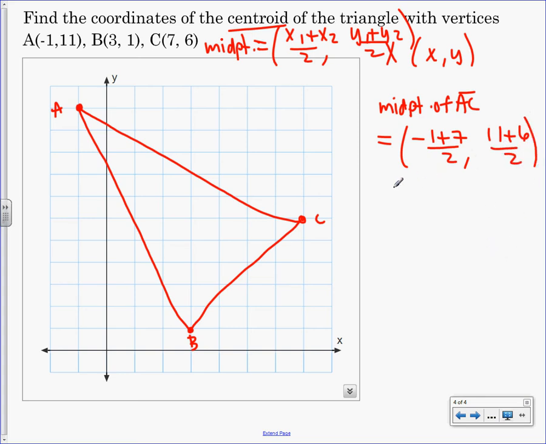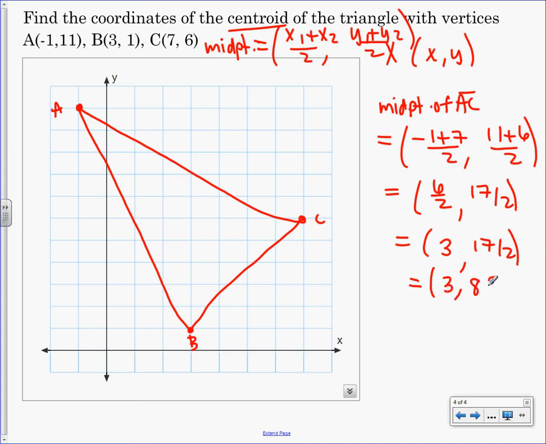Okay. What is -1 plus 7? 6 over 2 is? Three. Okay. I think you guys are just working ahead. That's fine. What's 11 plus 6? 17 over 2 does not reduce, so I'm just going to leave it that way. You can change it to a decimal if you want to, as long as you're not rounding. It doesn't matter. So since we're going to graph the thing, a decimal wouldn't be bad. What's 17 over 2? 8.5. Okay? So what that means is the midpoint of AC is at 3, 8.5.